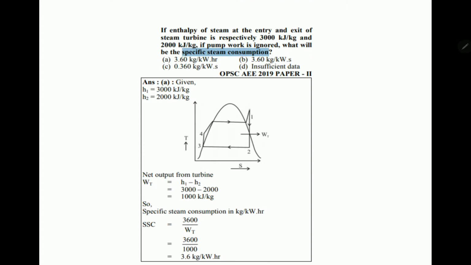Well, in this numerical, the enthalpy of steam at entry and exit is 3000 and 2000 kilojoule per kg respectively, and pump work is ignored. So, what is the specific steam consumption? The equation of specific steam consumption is 3600 divided by turbine work. So, our net output from the turbine is Wt equal to enthalpy 1 minus enthalpy 2 at this stage. It is given 3000 and 2000. So, our answer is 1000 kilojoule per kg for Wt, and the final answer is 3.6 kilogram per kilowatt hour. So, option A is the right answer.